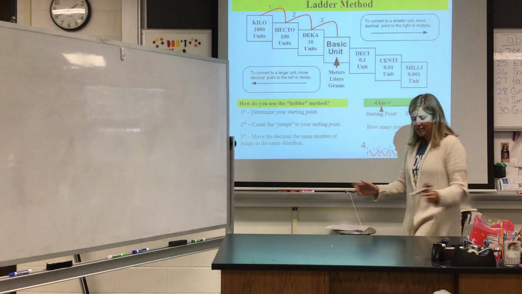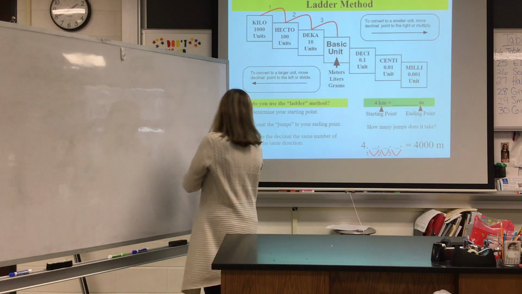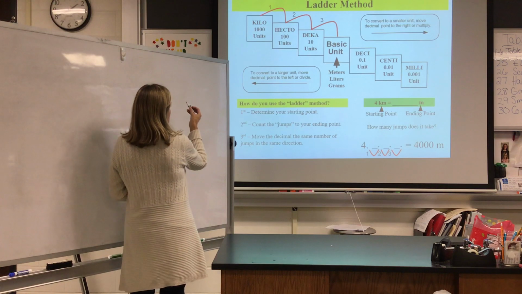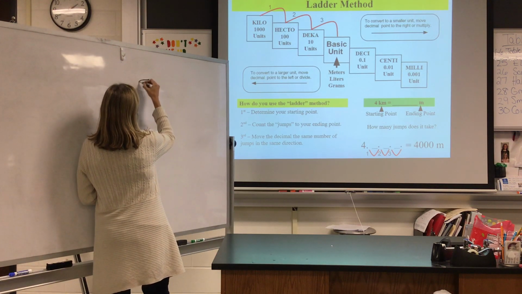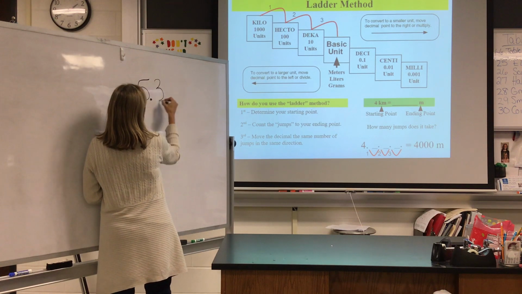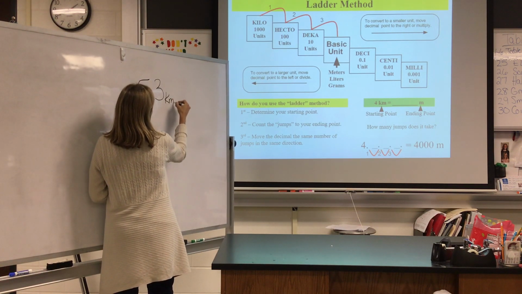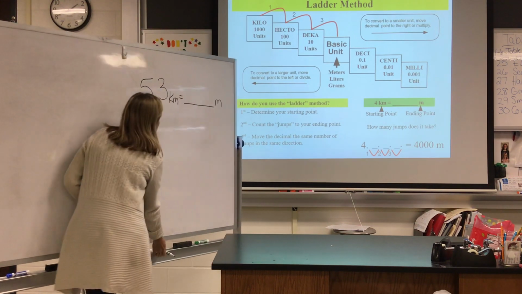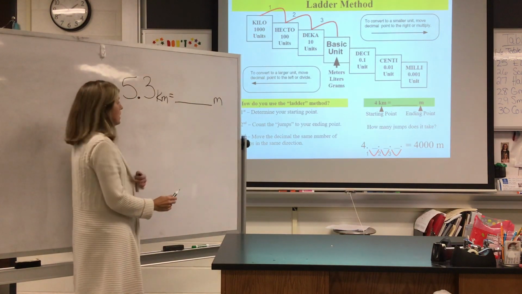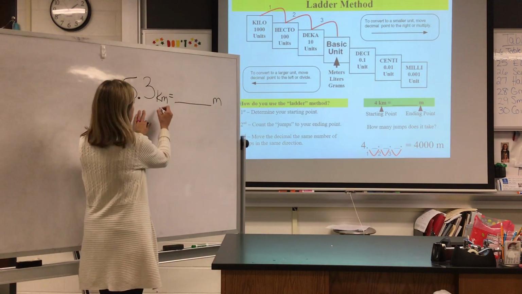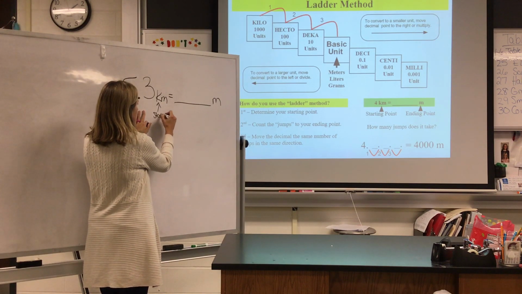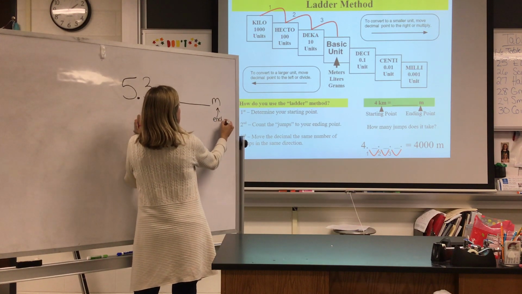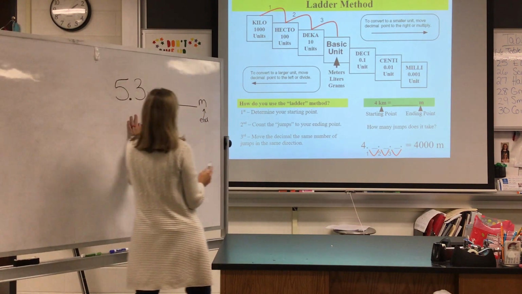Okay, so let's just do a practice one real quick. Just one, I'm going to make it up. Okay, let's say we have 5.3 kilometers equals how many meters again? Okay, so now I have to ask myself, where do I start? This is where I start. Where do I end? This is where I end. How many jumps in what direction?